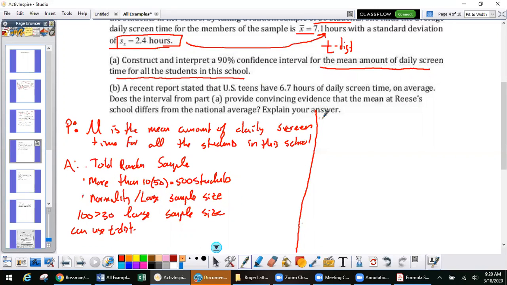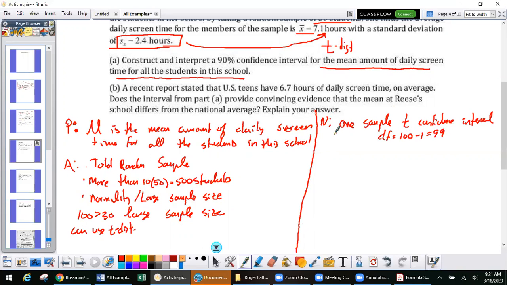All right, let's go ahead and name this interval. So this is now a new one. It's a one sample t confidence interval, because I have one sample. And anytime I write t, I'm also going to throw in the degrees of freedom. So in this case, my degrees of freedom would be 100 minus 1, which is 99.